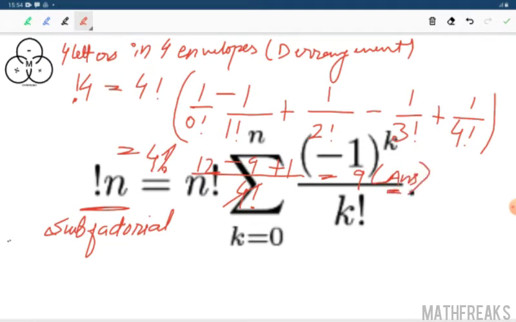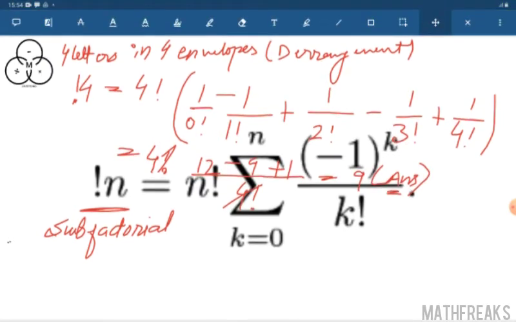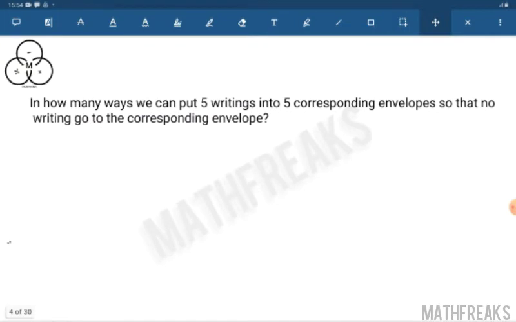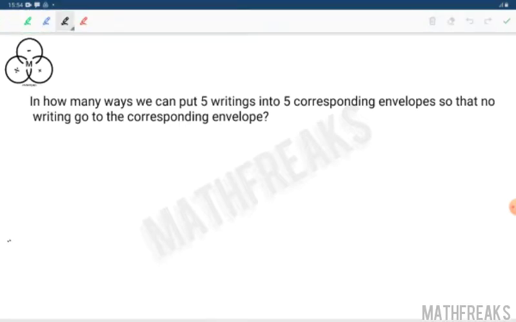And this is the formula. This symbol is called subfactorial. It will be more clear after we move with some examples. Already we have taken the example of 4 envelopes, 4 letters. Now comes the example: in how many ways can we put 5 writings into 5 corresponding envelopes so that no writing goes to the corresponding envelope? This would be just simply 5 subfactorial.